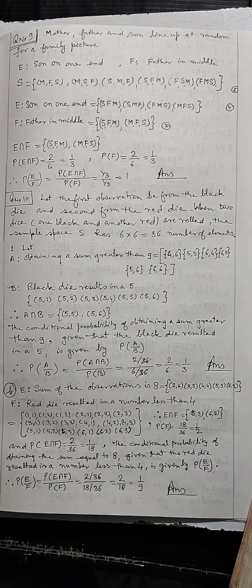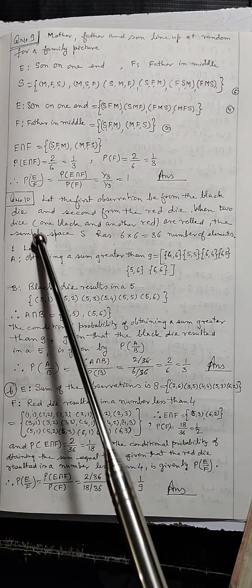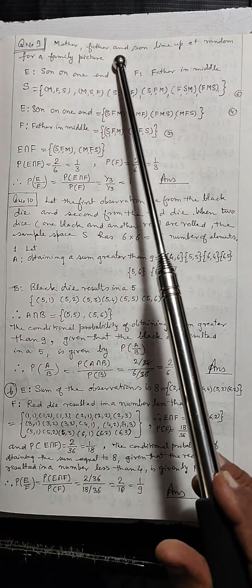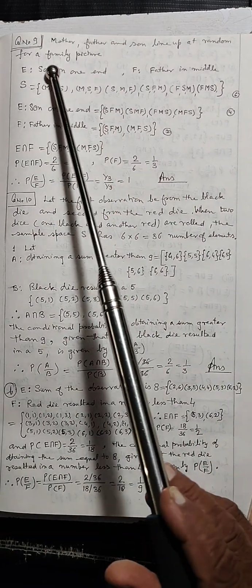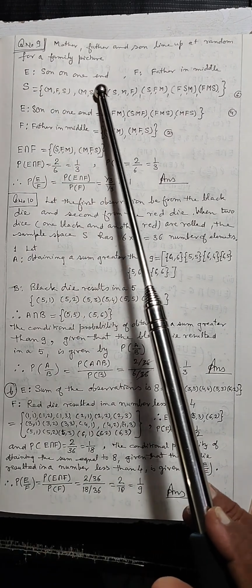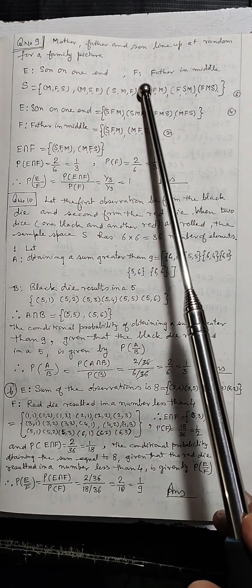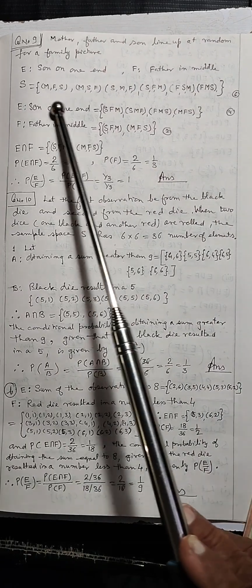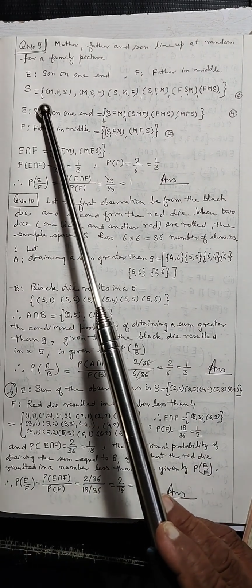In the first situation, the son is on one end, either at the beginning or at the end. So here you see the event: the mother, father and son line up at random for a family picture. E, the son on one end. F, the father in the middle. So the sample space will be like this.